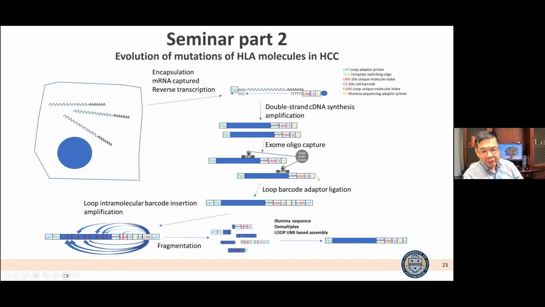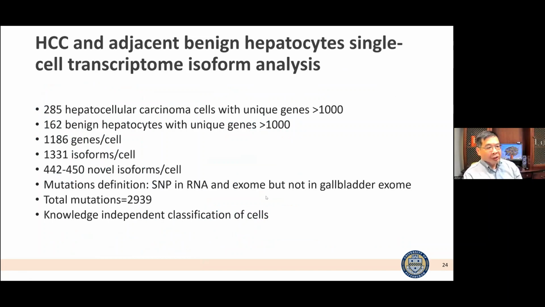After the barcode is hooked up, we launch the so-called intramolecular barcoding. Basically, this involves insertion, amplification, then fragmentation and sequencing, and we reassemble that back into a full-length cDNA sequence.